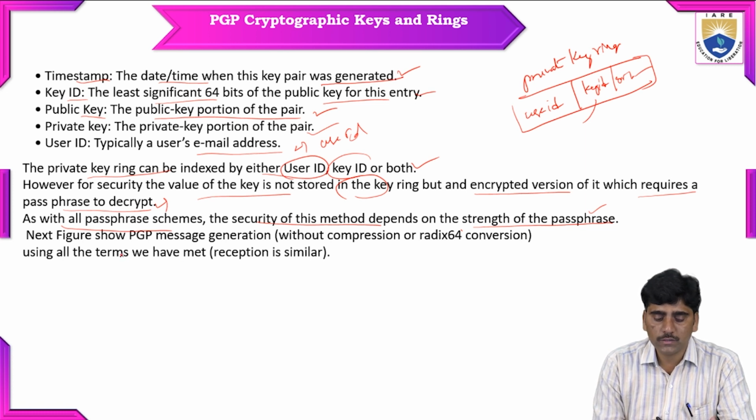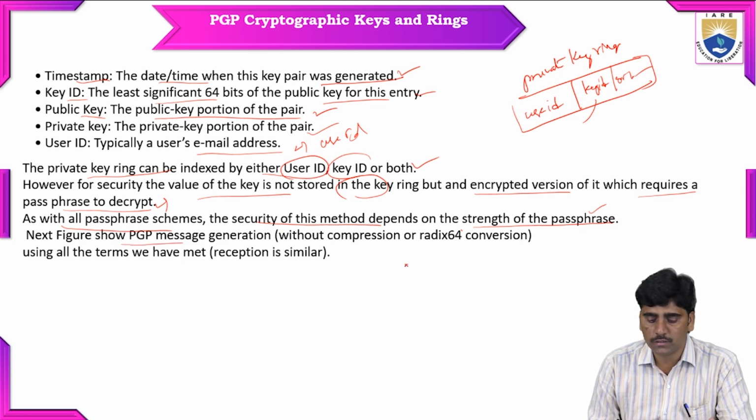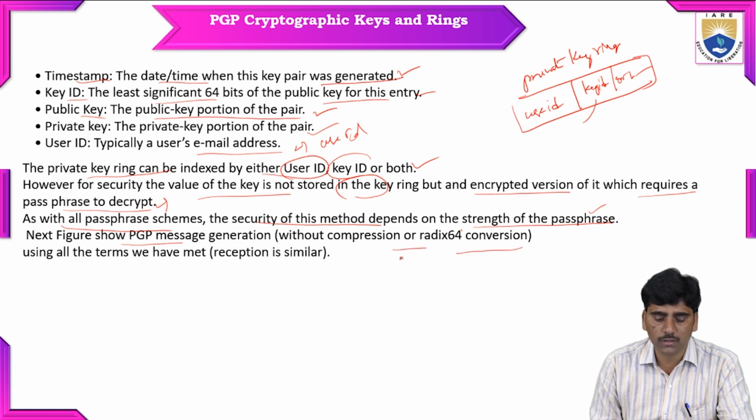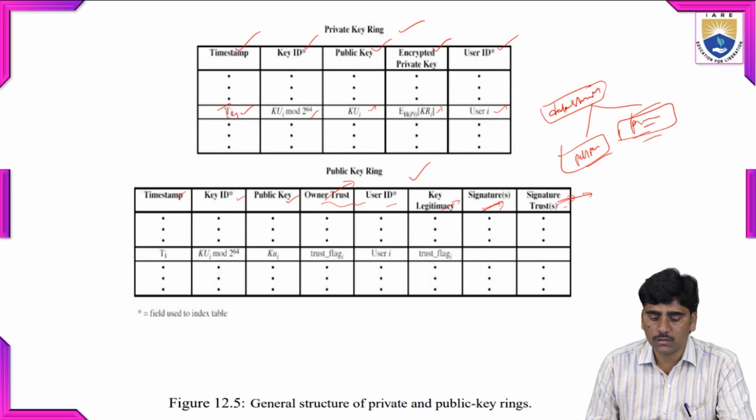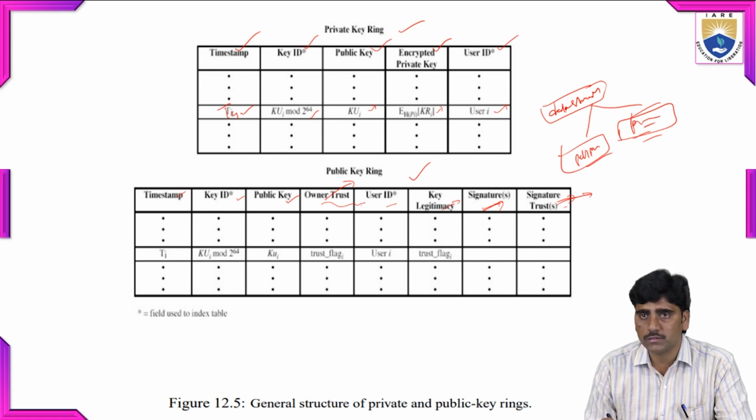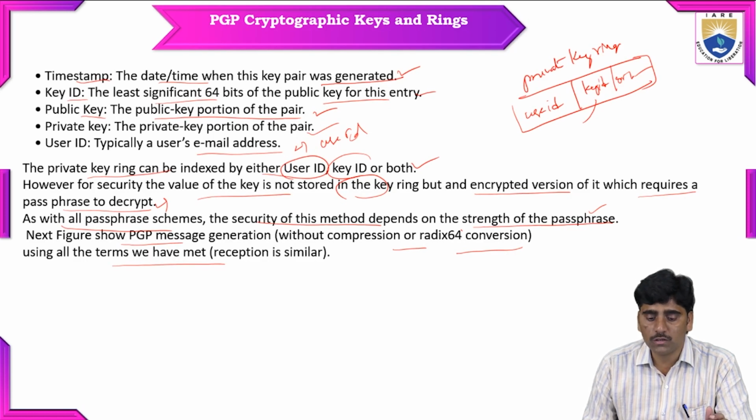And here, the next figure shows the PGP message generation without compression or radix 64 conversion, using all the terms we have met in the reception. The figure shows the public key and private key rings. Each and every timestamp, public key, owner trust, user ID, and all these fields are included in the key rings that are identified as security process. So these are all the PGP cryptography keys and rings that are included in the security services.